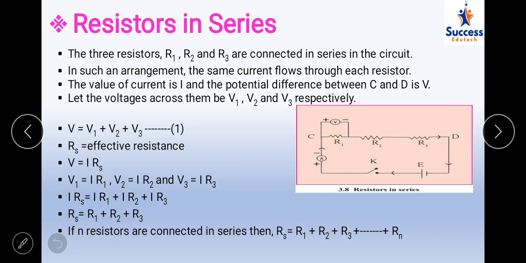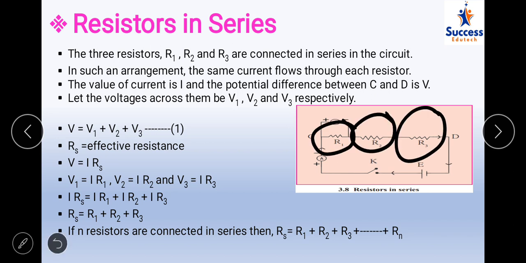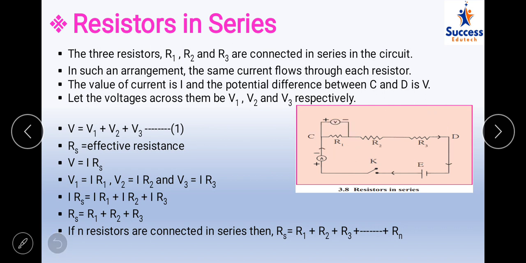So the value of current is I, and the potential difference between C and D will be V. Okay, total V. But the potential difference across R1 is V1, across R2 is V2, and across R3 is V3. Okay, so that will be measured using a voltmeter.